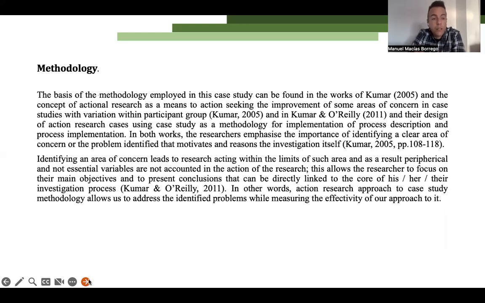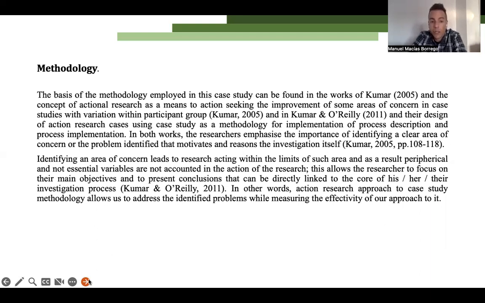The methodology of this case study. The basis of the methodology employed in this case study, and also in the whole project, can be found in the works of Kumar, 2005, and the concept of action research as a means of seeking the improvement of some areas of concern in case studies with variation within the participant group.